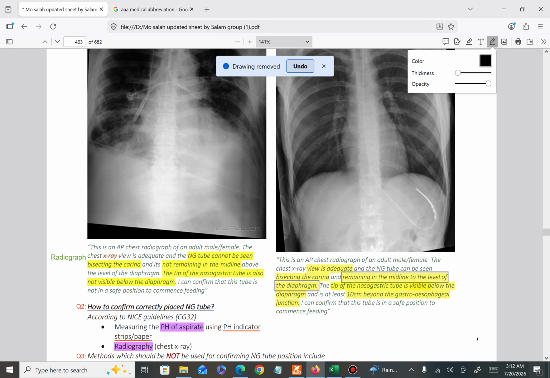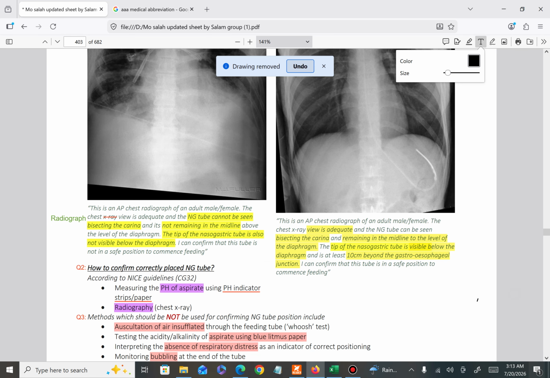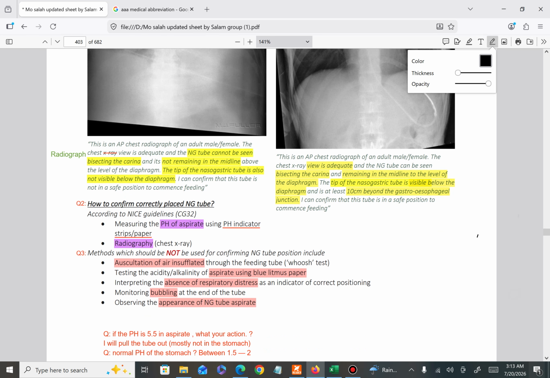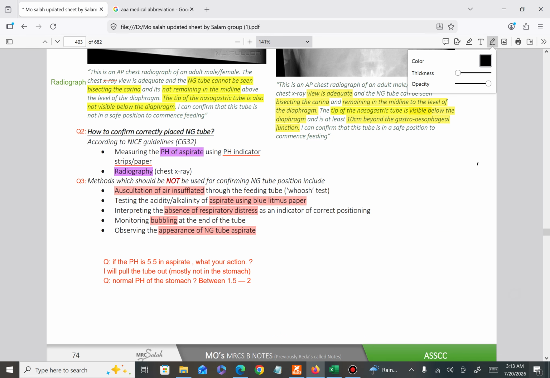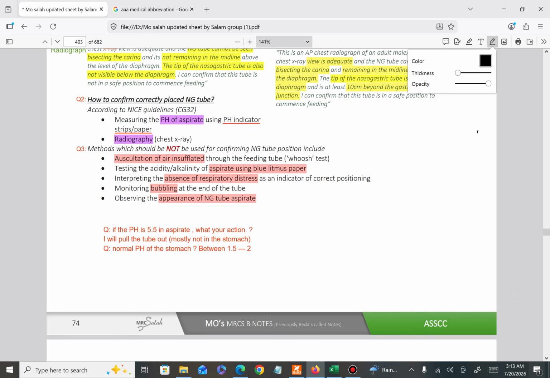It must remain in the midline to the level of the diaphragm, and the tip of the nasogastric tube must be visible below the diaphragm, and is at least 10 centimeters beyond the gastroesophageal junction. So that will be the criteria for the NG tube to be safe for commencing feeding.